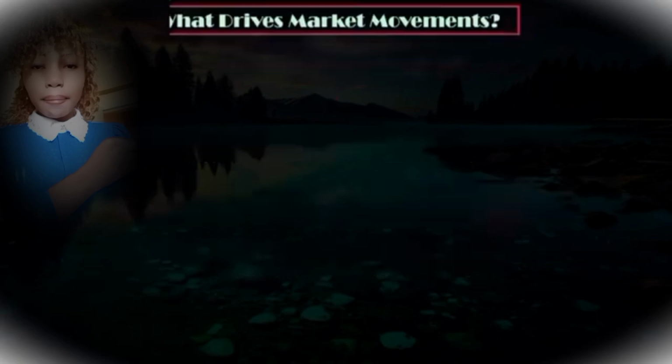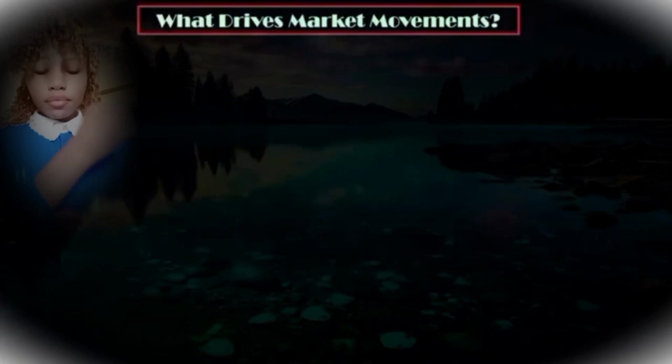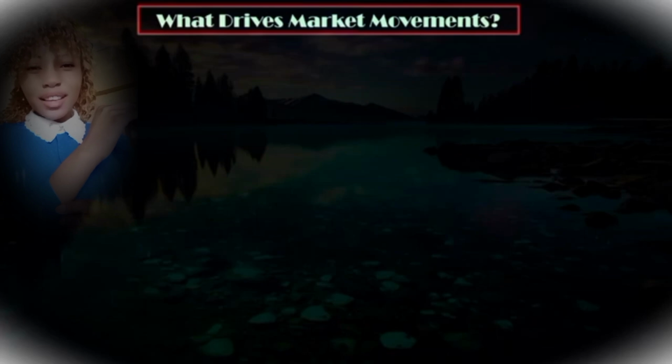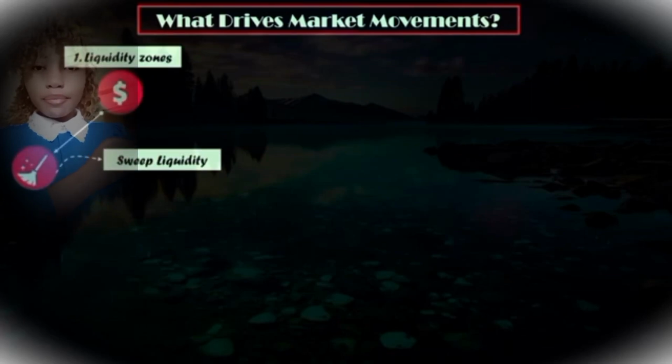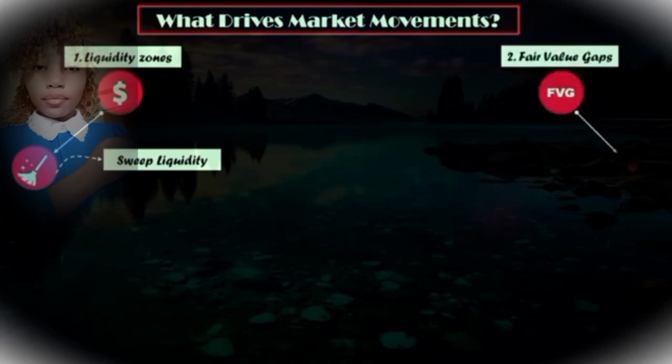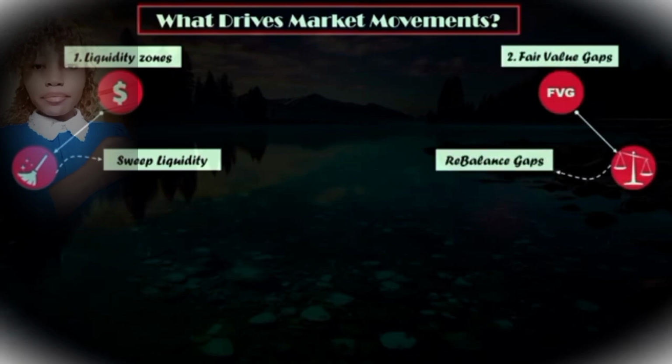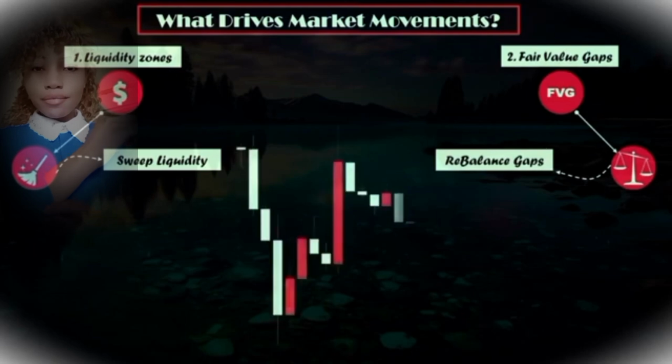What drives market movements? The dynamics behind market movements can be boiled down to two key factors that consistently influence price direction. First, liquidity zones. The market continually seeks to sweep liquidity to generate momentum. Essentially, liquidity serves as the lifeblood of the market, playing a vital role in its overall dynamics and functioning. The second factor revolves around fair value gaps. The market consistently shows a tendency to fill and rebalance the gaps present within it.